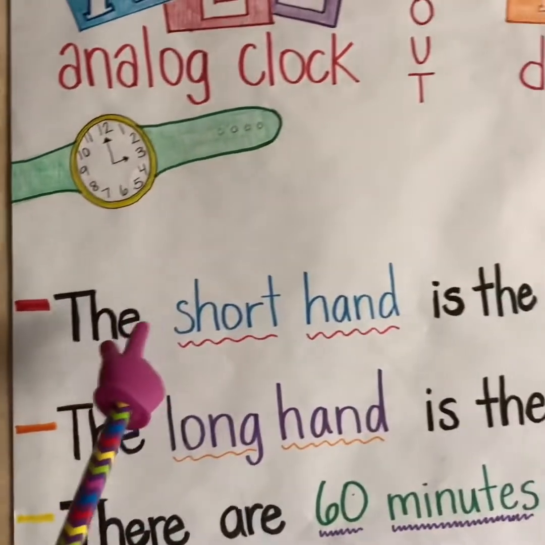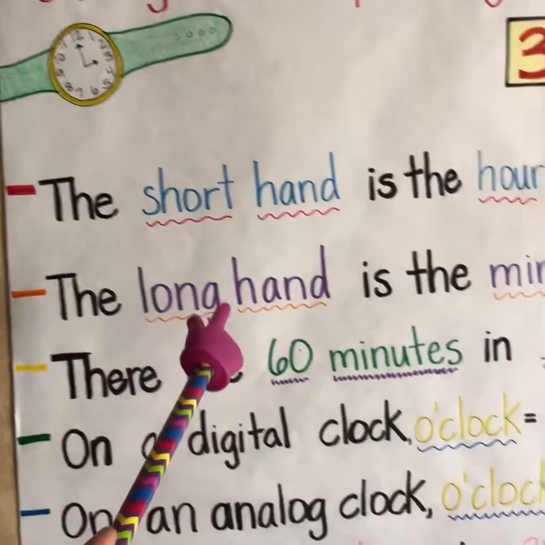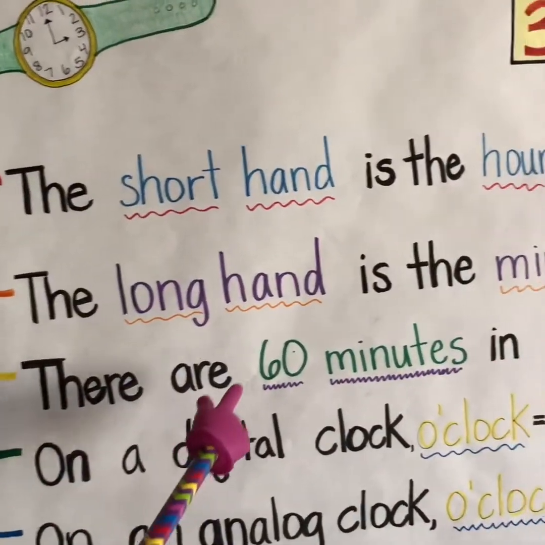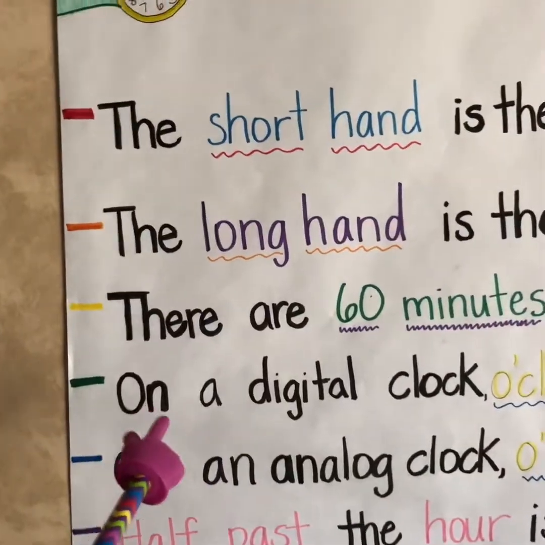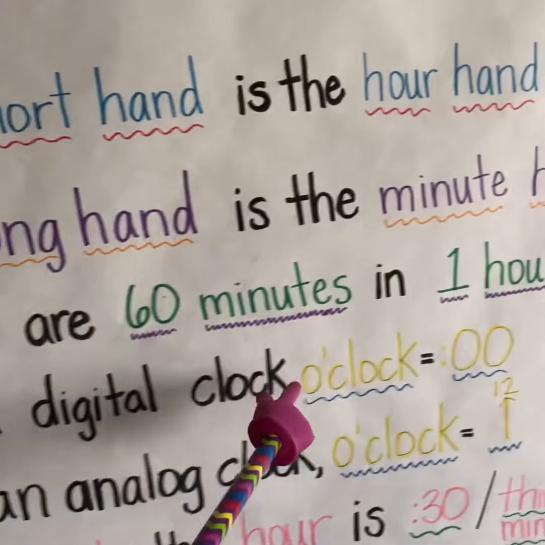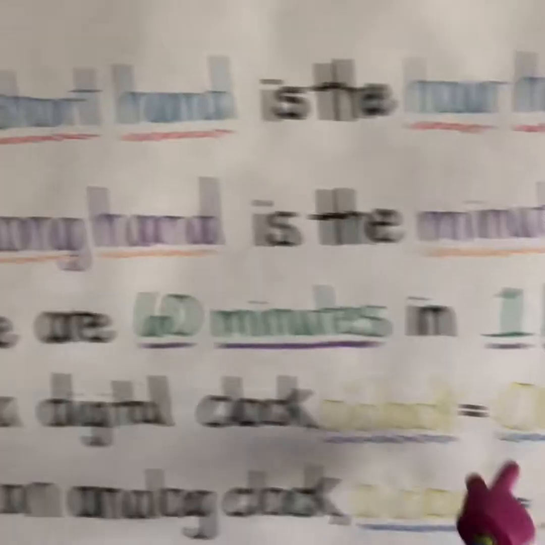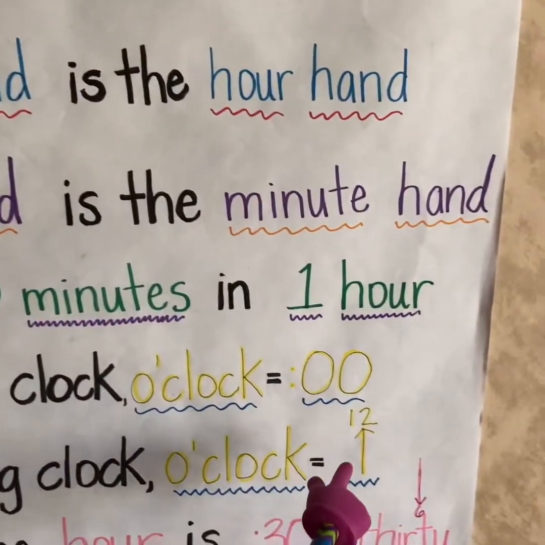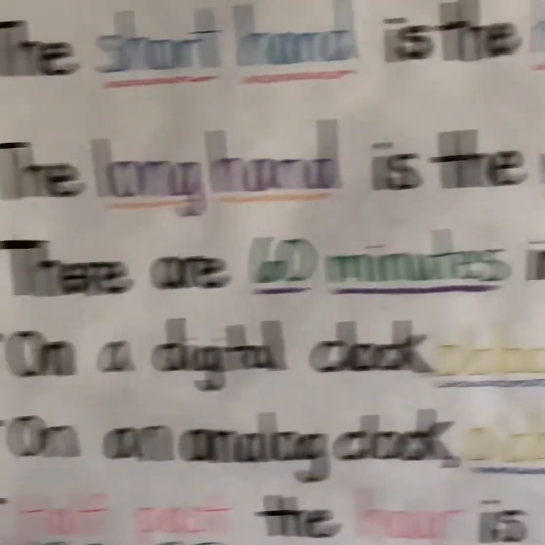In an analog clock, the shorthand is the hour hand. The longhand is the minute hand. There are 60 minutes in 1 hour. On a digital clock, o'clock is represented by a colon and 2 zeros. On an analog clock, o'clock is represented by the longhand pointing directly at the 12.